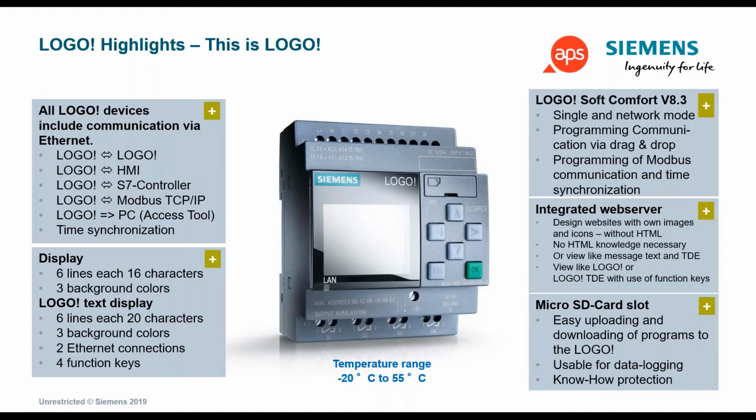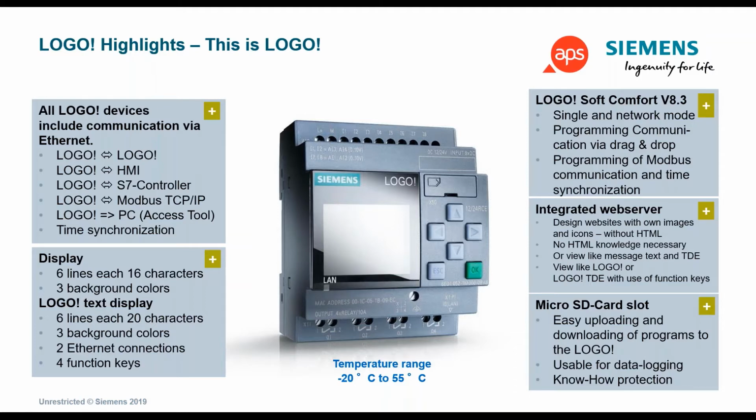If you do have a device which has the integrated screen, we'll have 6 lines and 16 characters. We'll still have the 3 backlit colors as previously mentioned. The LOGO text screen is slightly bigger and also incorporates 6 lines with 20 characters and 3 backlight colors, similar to what the onboard display would have. The main benefit is there are also 2 Ethernet connections and 4 function keys.